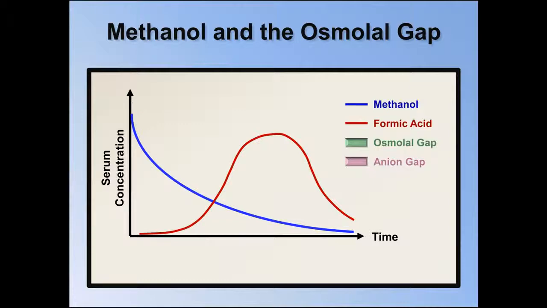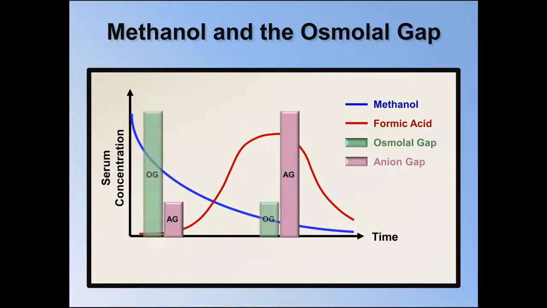If you remember, I said that formic acid was the source of the elevated anion gap acidosis. So it starts low and with time starts to rise. Unfortunately, the source of the elevated osmolar gap is the methanol, which starts high and becomes low with time. Therefore, there is a significant chance that the osmolar gap and the anion gap will not both be elevated at the same moment in time, which is unfortunate since it is the combination of the two which is classically taught to be suggestive of this diagnosis.